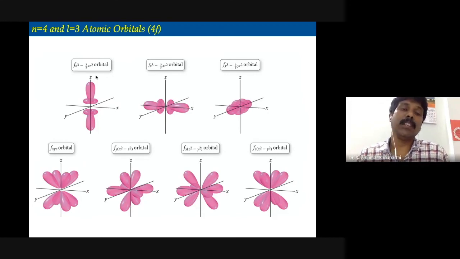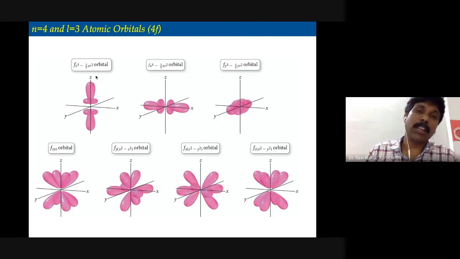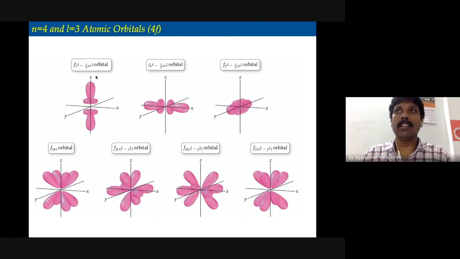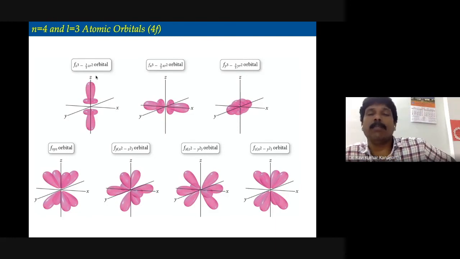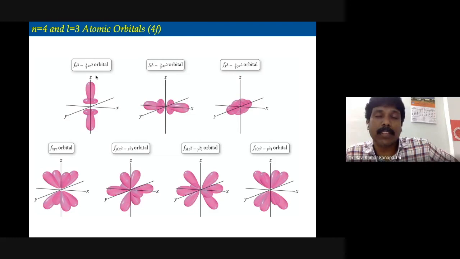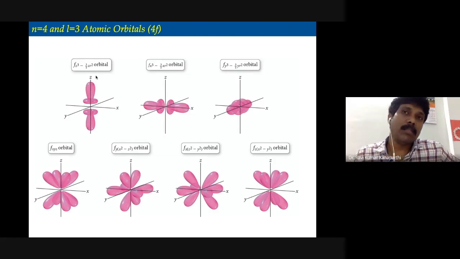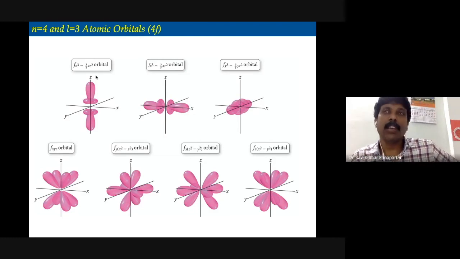Okay, and the last one which I just wanted to share with you is n equal to 4. When n is equal to 4, L can be 0, 1, 2, and 3. When L is equal to 0, that is 4s, and M will obviously be 0. When L is equal to 1, we will get the 4p orbitals. When L is equal to 2, we will get 4d orbitals. When L is equal to 3, then we will get 4f orbitals.